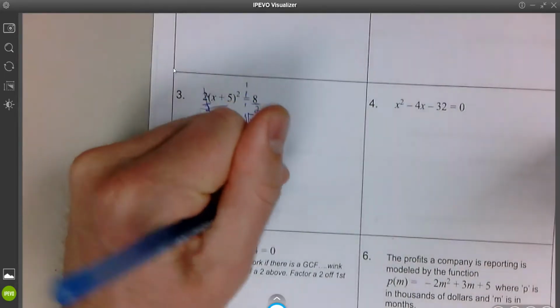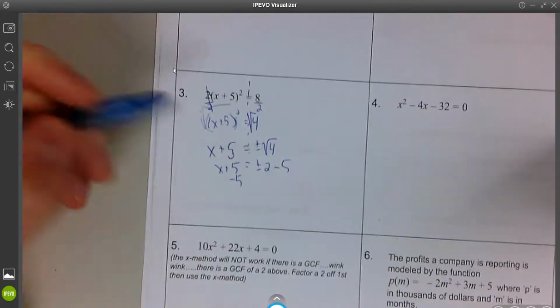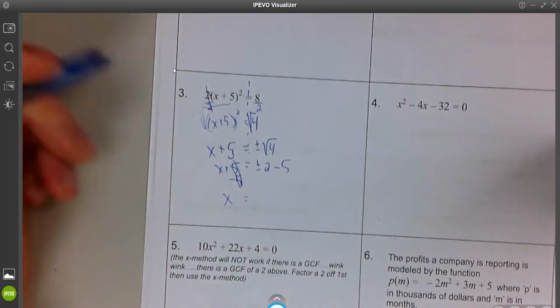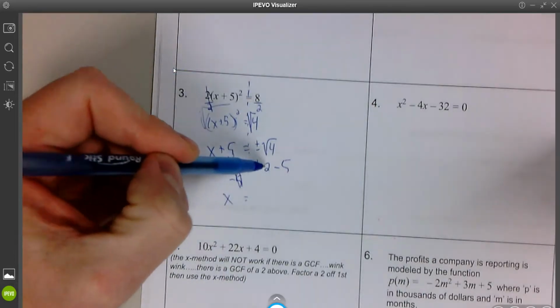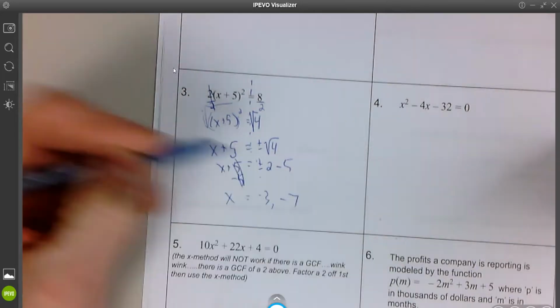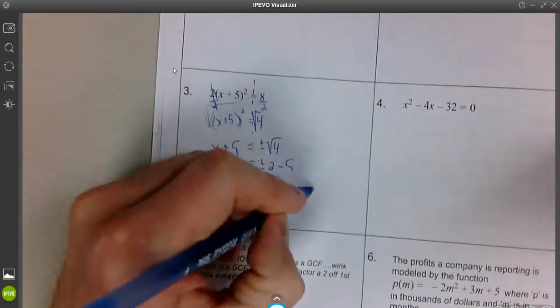Now we can move that 5 to the other side by subtracting 5 and subtracting 5. Those cancel each other out. x is all now by his lonesome. And I have a positive 2 minus 5, negative 3. And then negative 2 minus 5, negative 7. Negative 3, negative 7. Those are our two answers.